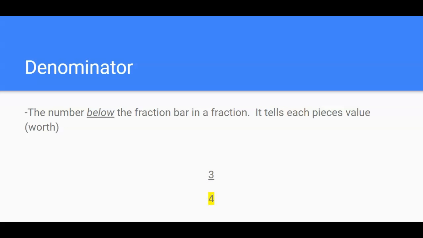So then we have the denominator. The denominator is below the fraction bar. And again, a lot of us already knew that, but that second sentence is really important. The denominator tells each piece's value, or what it is worth. So if we're thinking about that pizza and I have 3/4 of a pizza, that means I have 3 pieces, but they are all worth 1/4 of the pizza. So that's something we're going to get into a little bit later on this week, but it's important that the denominator tells us what each piece's value is, or how much it's worth.